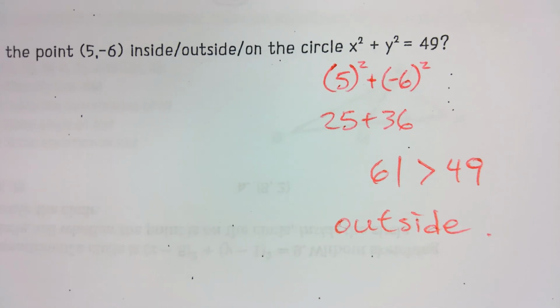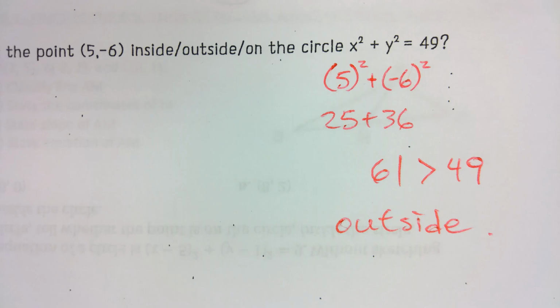If it equals, then it will be like the last one, which is on the circle. And less than means it's inside of the circle. Now, what is my radius here? 49 is our radius squared. So the radius is 7. Okay, good.